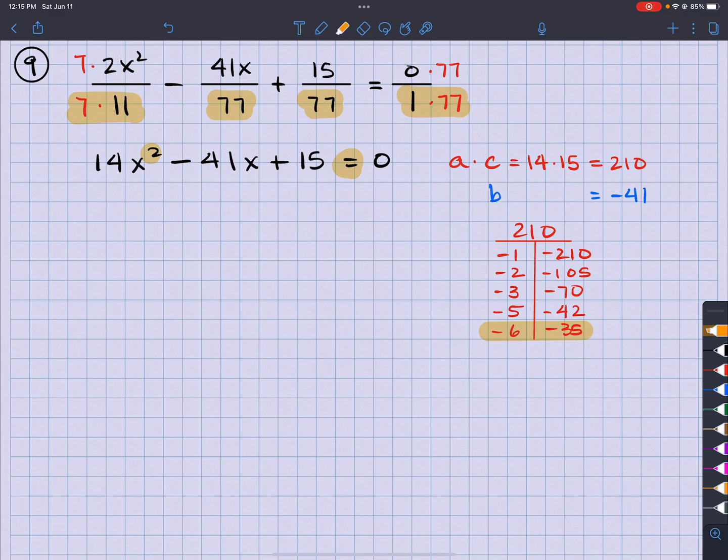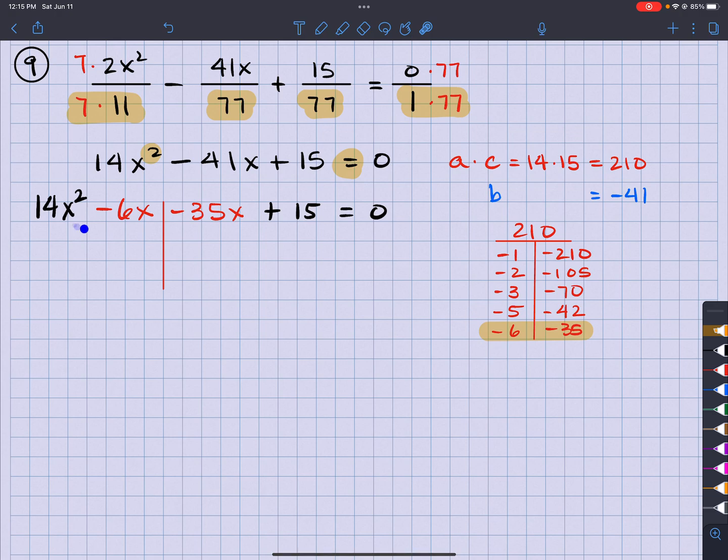It's right there, right? So then I'm going to take those 2 numbers right there. I'm going to split the middle term. So I'm going to have a 14x squared minus a 6x minus the 35x plus 15 is equal to 0. All right. So now I have 4 terms. I want to split this down the middle.